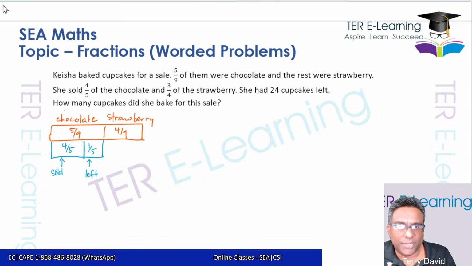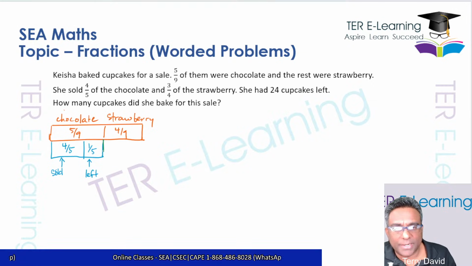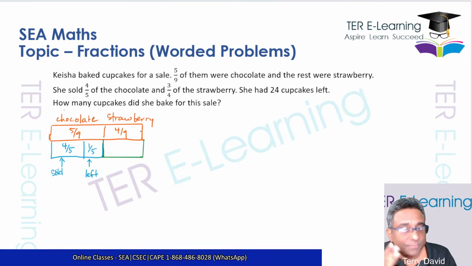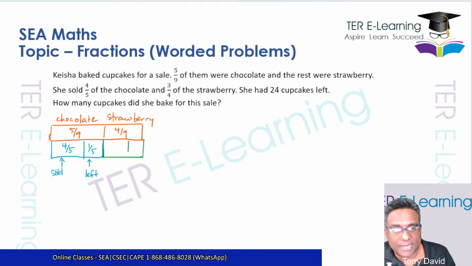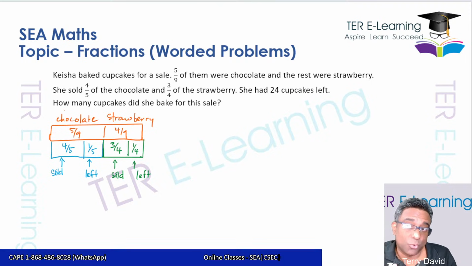Now, with respect to the strawberry, what's happening to the strawberry here? 3/4 of the strawberry was sold. So I'm going to draw a box here to represent my strawberry. And 3/4 was sold. So this fraction here, 3/4, would be sold, and therefore what you're left with is a quarter. So this represents what is sold, and this represents what is left. All right, so you have sold, you have left.